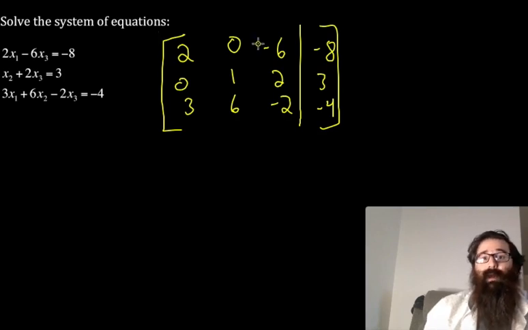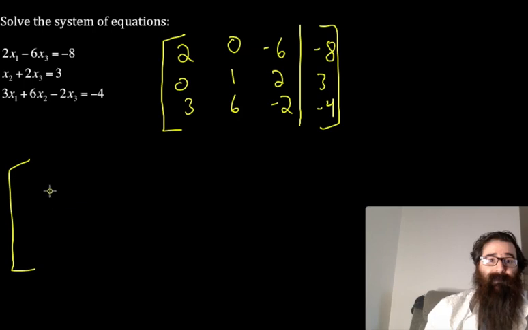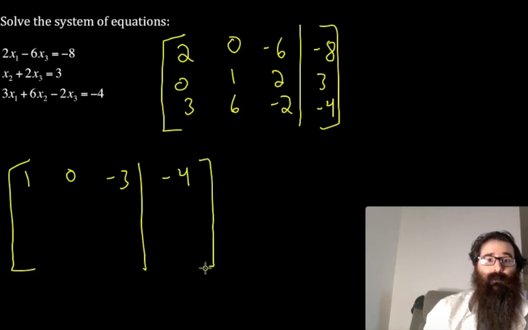This top row, I could actually scale it. I can divide everything by 2. I think that's a good move to make. So I'm going to replace row 1 with 1/2 row 1. And that's going to give me 1, 0, negative 3, augmented with minus 4. Row 2, I'm just going to rewrite. And then row 3, I'm going to rewrite as well.